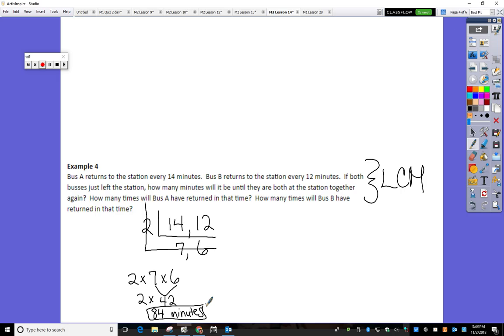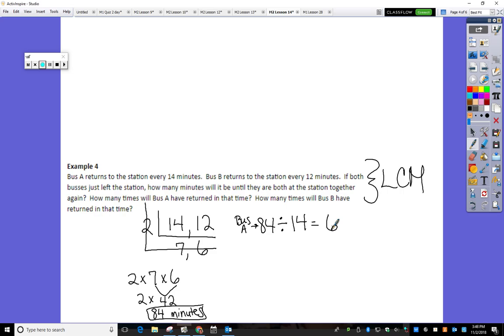Okay, so that would be how long it will be until they are both at the station together again. So again, remember, anytime you see a problem that says this happens this often, this happens this often, how long will it be till they happen together again? That's LCM. Now, it's asking how many times will bus A have returned in that time. So we're going to take the 84, so this is bus A. Take the 84 and divide it by the 14 minutes that it takes for bus A to return, excuse me, and we will get 6.